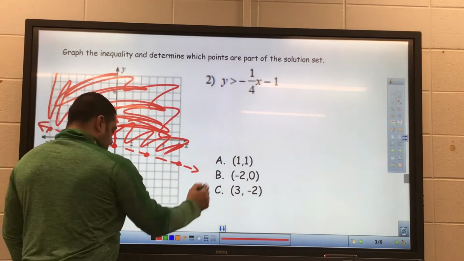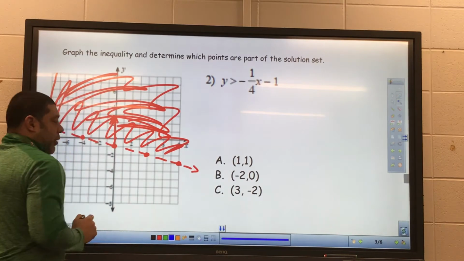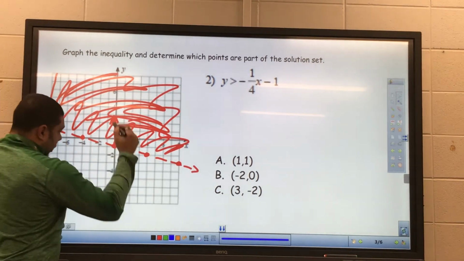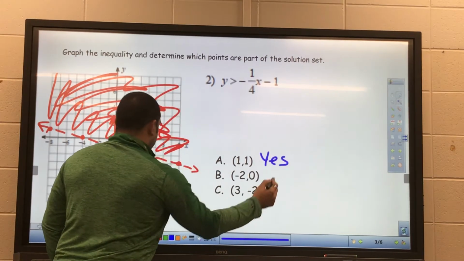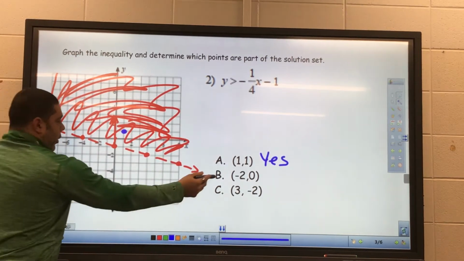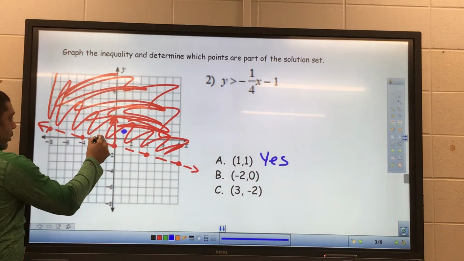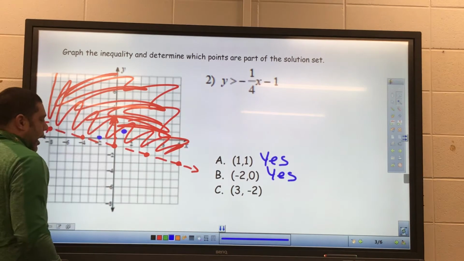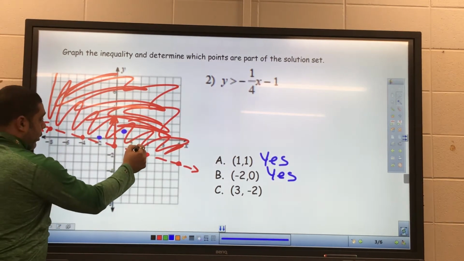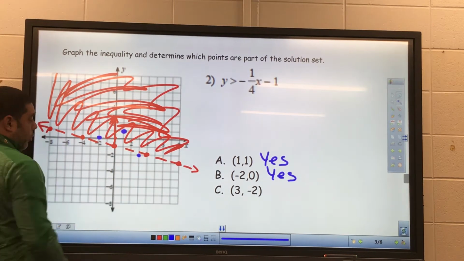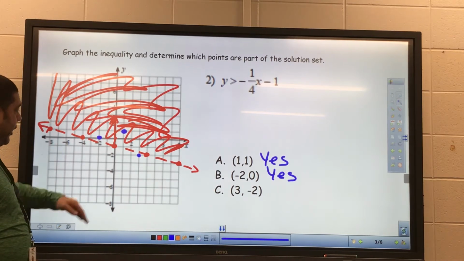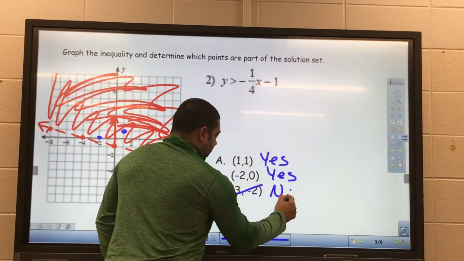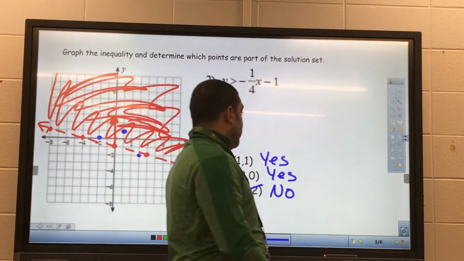Now, from there, again, like in the last problem, decide which of these are part of the solution set. So 1, 1 is in the shaded area. So that's a solution. -2, 0 is in the shaded area. That's a solution. The last one, 3, -2. That is very, very close, but that is not in the shaded region. And we can see that's just barely below that line. So that would be no. It's not part of the solution set.